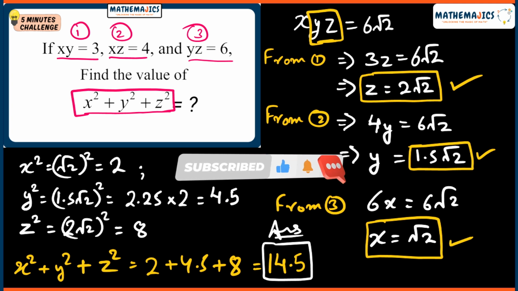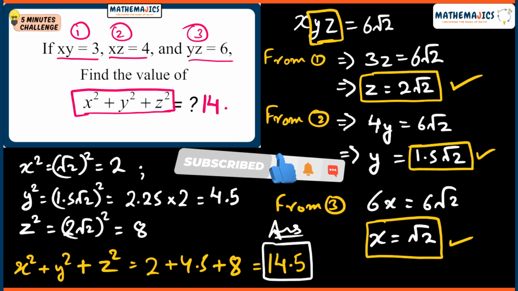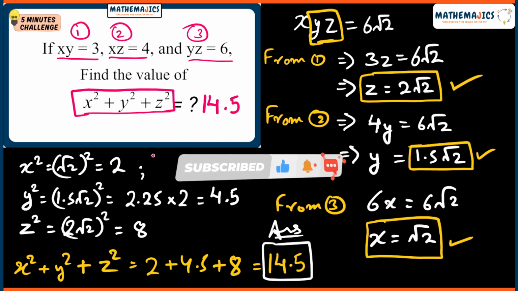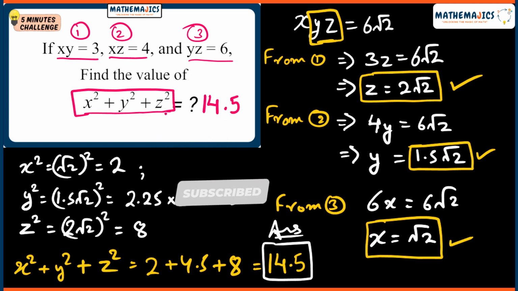The sum of x square plus y square plus z square is 14.5. I hope you have understood the solution well.